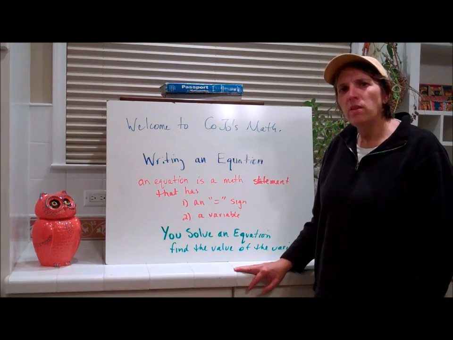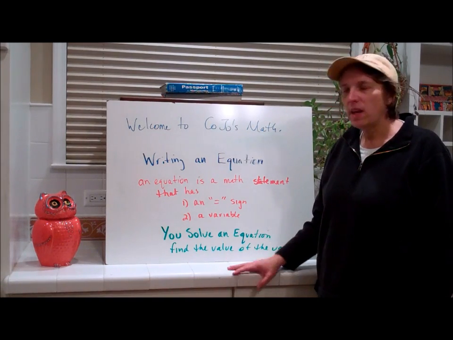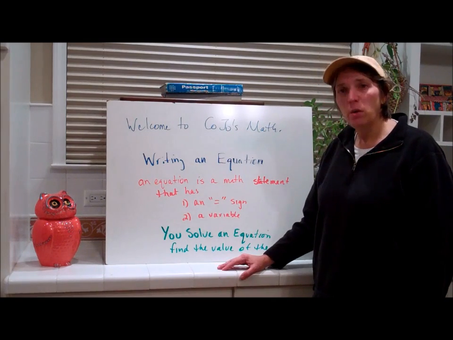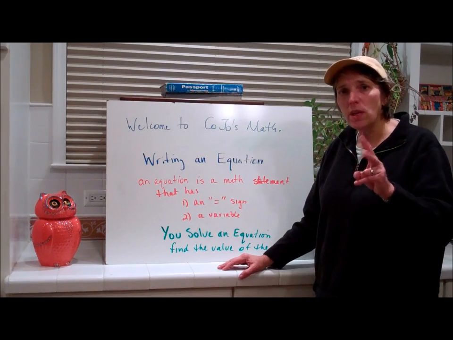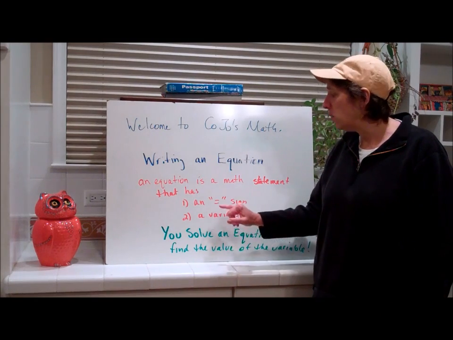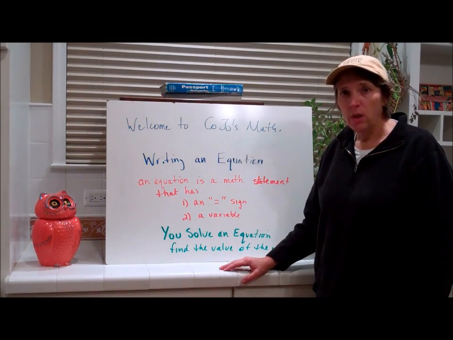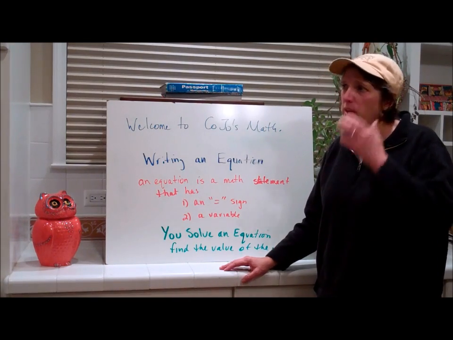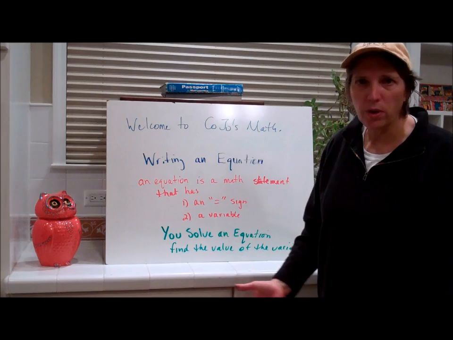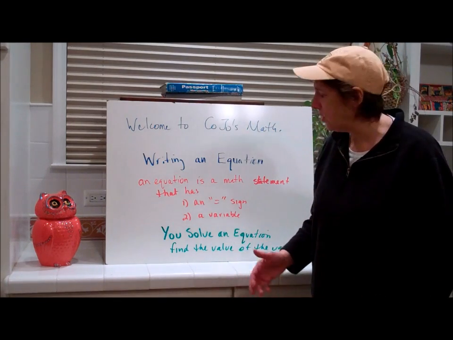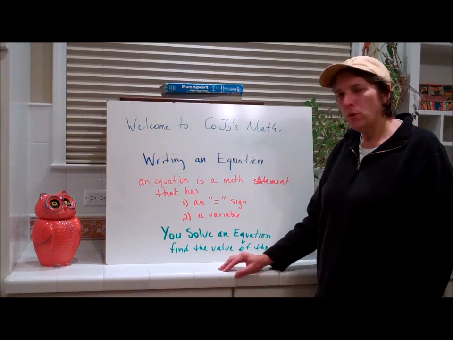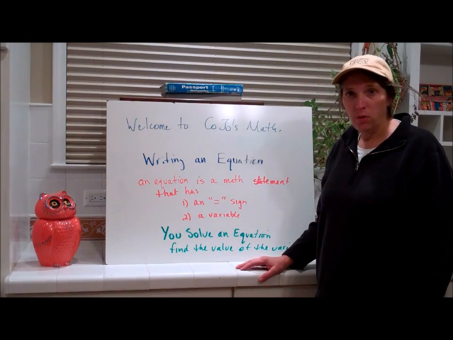And we need to understand what an equation is. An equation is a math statement that has an equal sign and a variable. Those are the two things that it has to have. And then it has a series of symbols that tells you what to do, like multiplication, addition, and subtraction. You solve an equation, which is where you find the value of the variable.